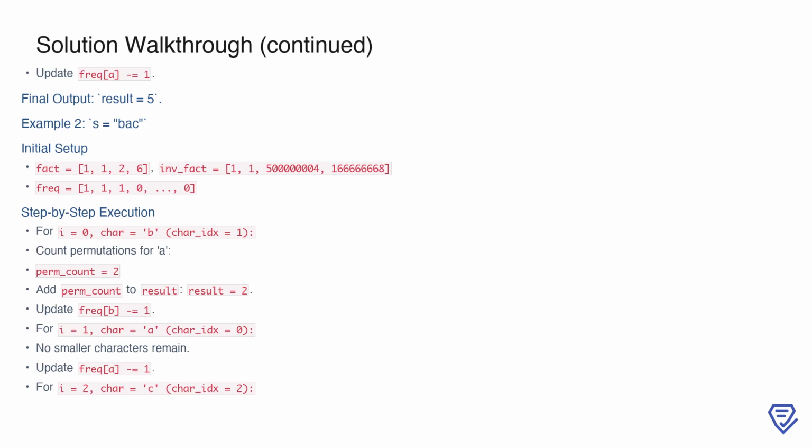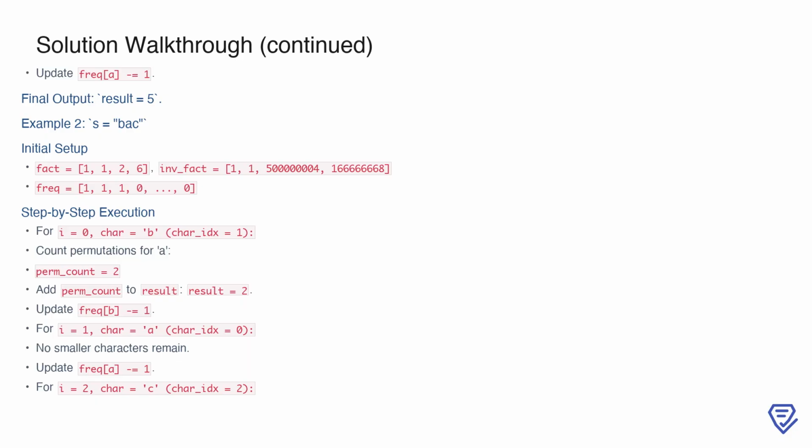Moving to a second example, let's consider the string BAC. We follow the same setup, pre-computing the factorials 1, 1, 2, 6, and their modular inverses, and initializing the frequency array as 1, 1, 1, 0, 0. For the first character, b, we calculate permutations for the smaller character a. This adds 2 to the result, making it 2. We then decrease the frequency of b by 1. For the second character, a, no smaller characters remain, so no permutations are added. After processing a, we decrease its frequency by 1.